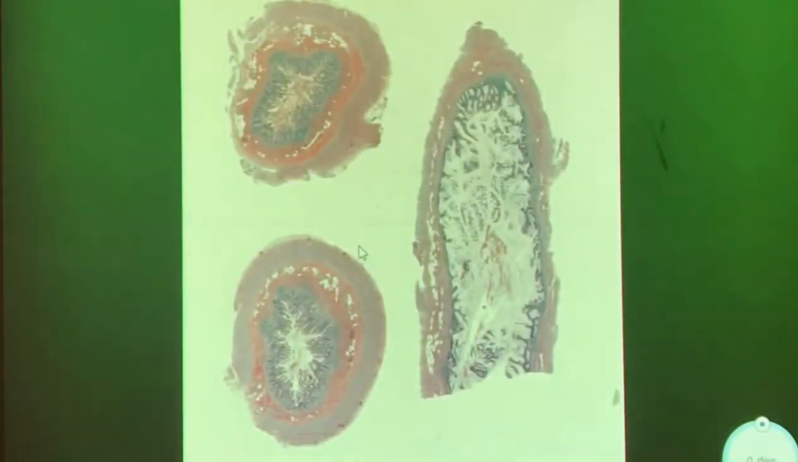This is case 2. So at low power, the most prominent feature is the blueness of the epithelium. Okay, definitely, it is blue. I like that. What about all this stuff? Any idea what this might be?